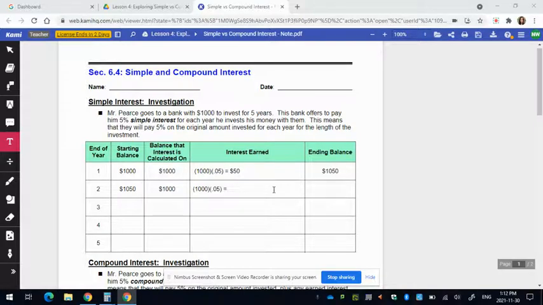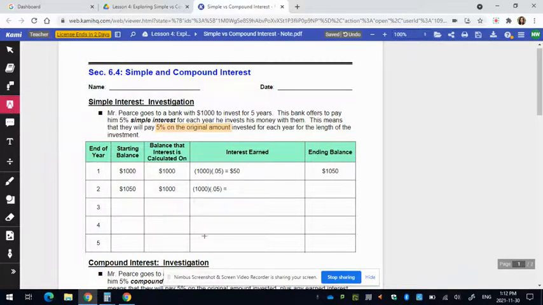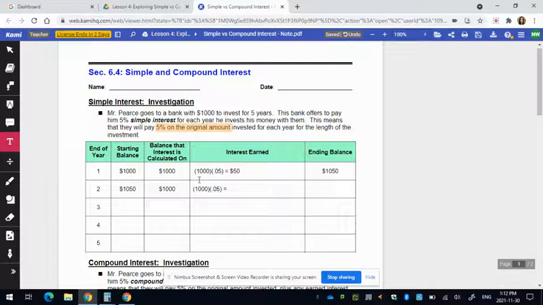This means that they will pay 5% on the original amount invested for each year for the length of the investment. So it's important to note that simple interest is only ever paying the 5% on the original amount. So we're going to use this table below to help us calculate and see what's happening over those 5 years. So we can see in the first year, he starts by putting $1,000 in, and the interest is always going to be based on that initial amount he put in.